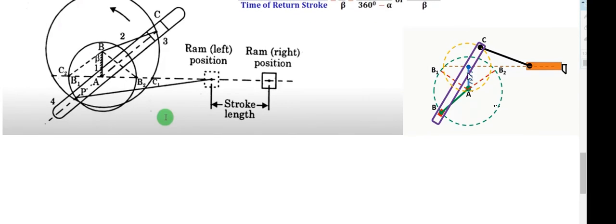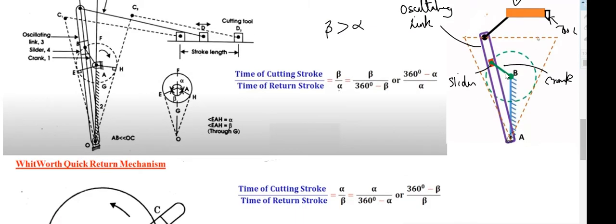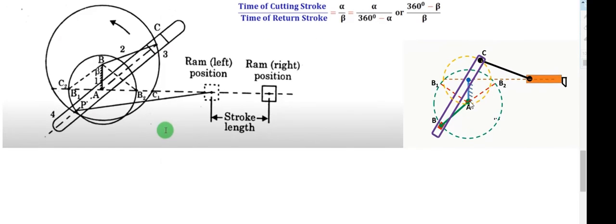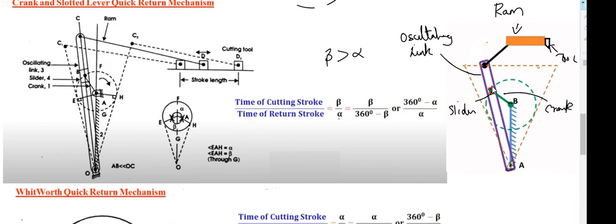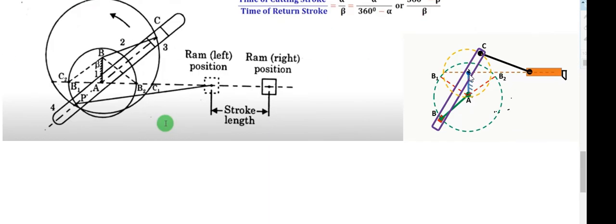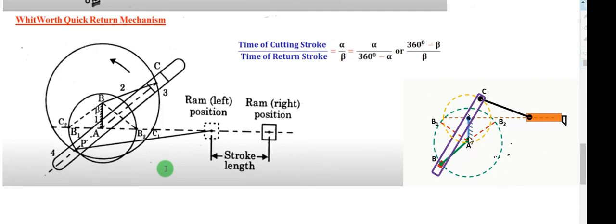So here also there is a crank. Here the crank pin is joined at the center of the circle and one at the oscillating link. The center of the circle is here, but the oscillating link is not at the periphery of the circle, it is inside the circle. Here you can see the sliding was happening on the periphery of the crank rotation circle, whereas here it is happening inside that circle. And this is also another one used in machine tools.